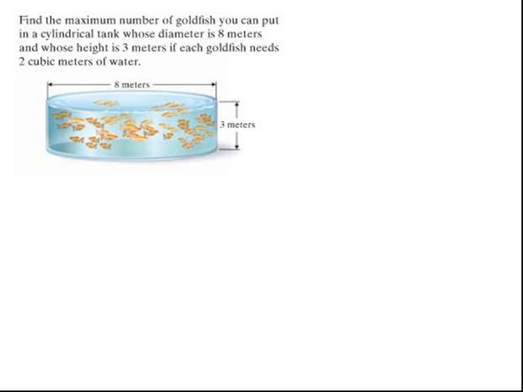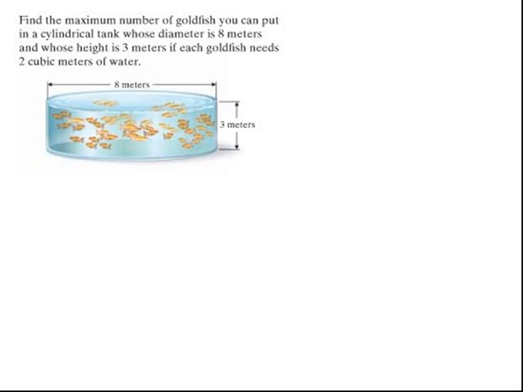This is going to be a very interesting problem here because we're going to have to do some thinking after we work the problem. We're going to have to do some thinking to actually answer it. So let's see, it says find the maximum number of goldfish you can put into a cylindrical tank whose diameter is 8 meters and whose height is 3 meters if each goldfish needs 2 cubic meters of water.